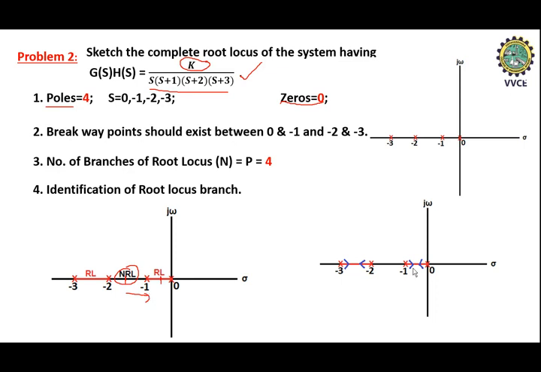And here you got a question like why this pole is moving towards 0, why not towards -2? Because this is a root locus branch. You are getting the root locus branch between 0 and -1. And if you want to move the pole at -1 towards -2, there should be a root locus branch between -1 and -2, but there is not. It is a non-root locus.